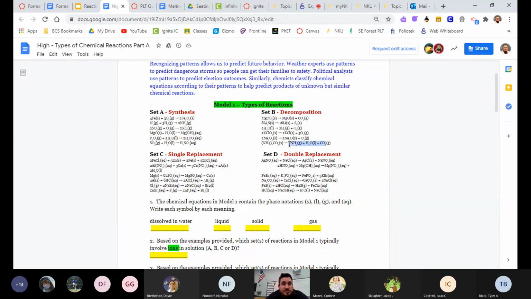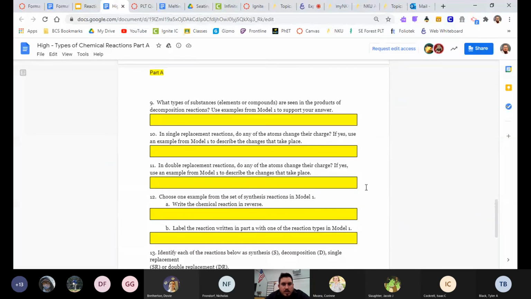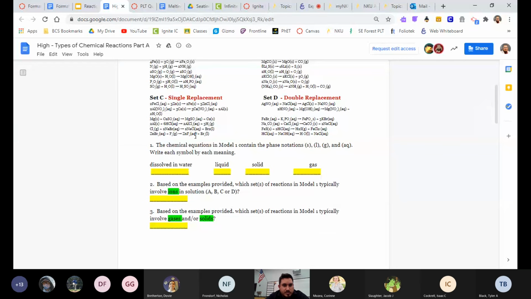And the idea there is that the products are going to be smaller than what you started with. Look, here's the really big compound, and this is smaller than that, and that's smaller than that. So you take a bigger compound and make smaller parts, and it could be compound or element. Number 10. In a single replacement reaction, do any of the atoms change their charge? If yes, use an example from Model 1 to describe the changes taking place. Do any of them change their charge in a single replacement? Here it is right here.